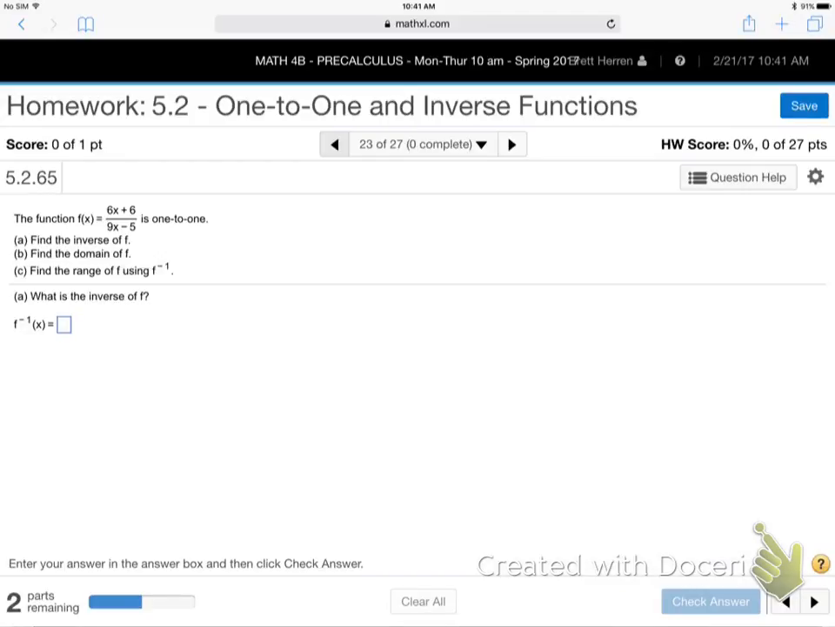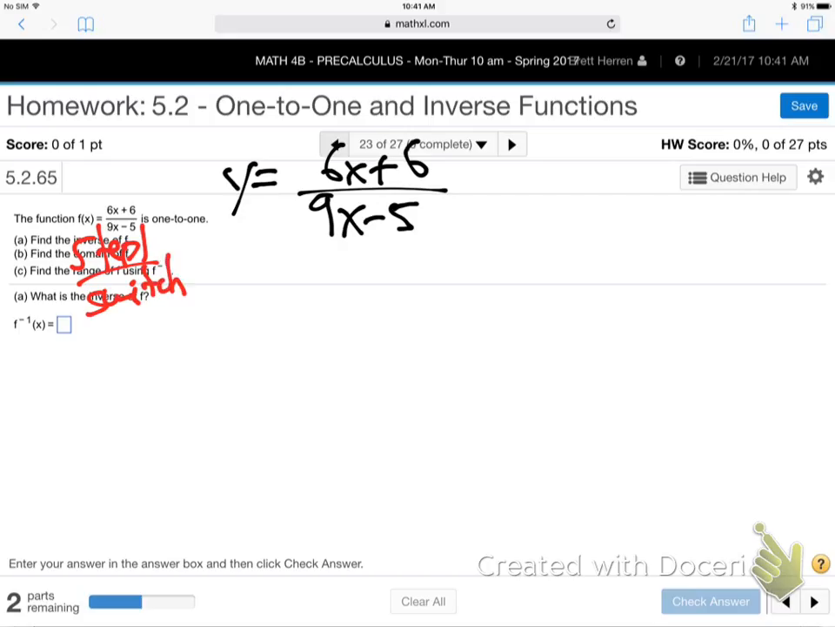All right. So we've got the original function y equals 6x plus 6 over 9x minus 5. Can you find the inverse? Let's do it. Step 1, switch them. So y becomes x, and both of those x's become y's. Good to there? Inputs and outputs switch. That's an inverse function.